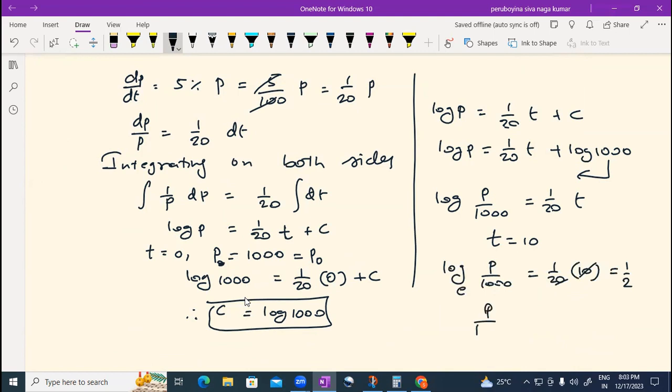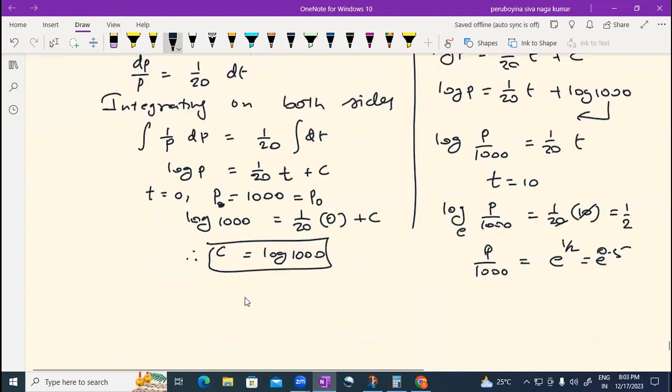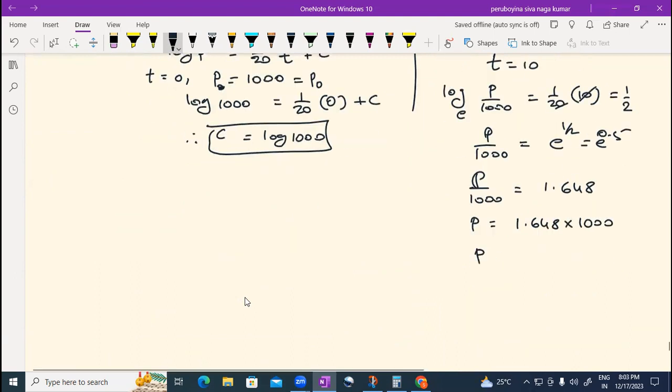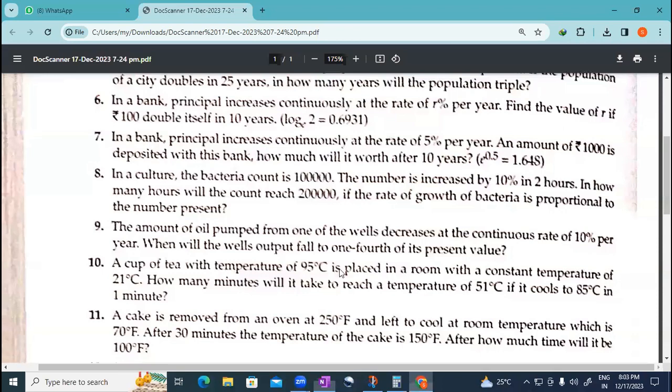So here P by 1,000 is equal to e power 1 by 2, or e power 0.5. Maybe he gave this value. Look at this part: e power 0.5 is 1.648. So P by 1,000 is equal to 1.648. Just do cross multiplication, 1.648 into 1,000. So how much is it? The P value is equal to 1,648 rupees. This is the answer to this question. Okay, understood? Very easy to calculate, right?